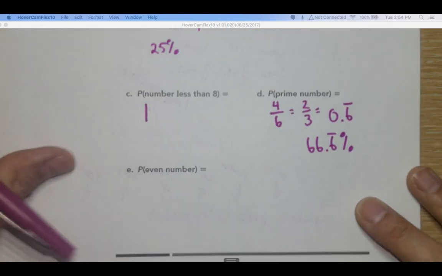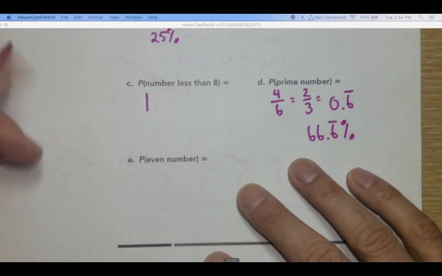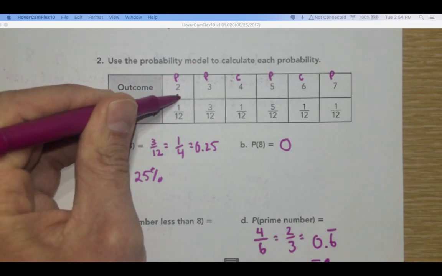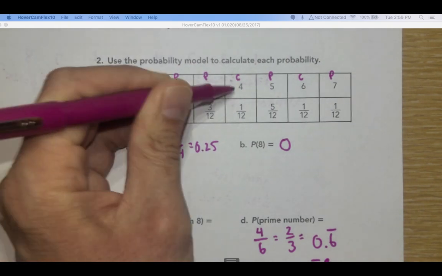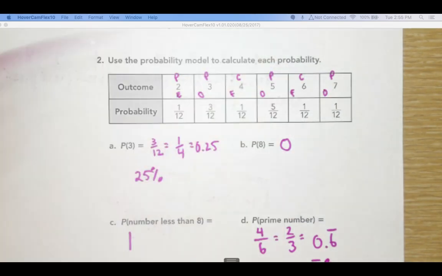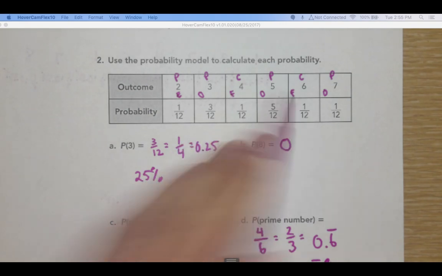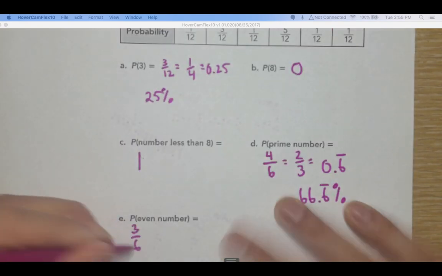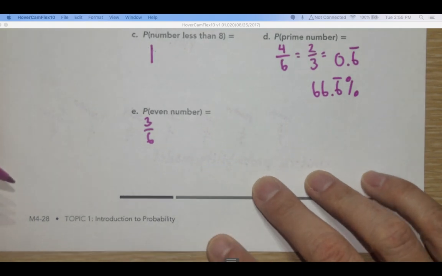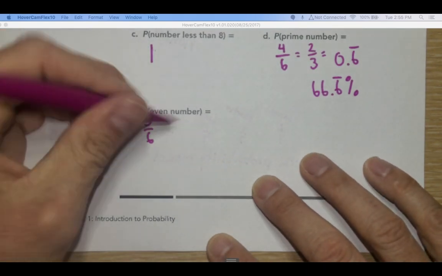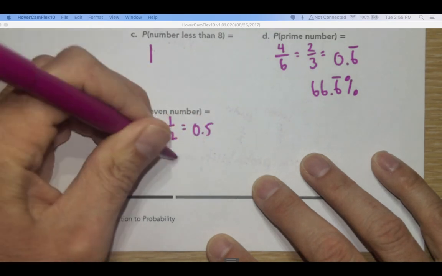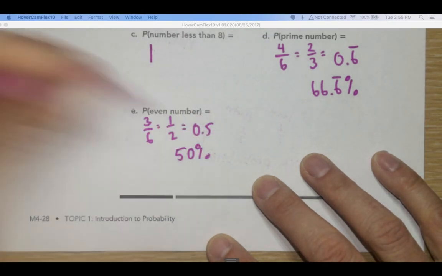Okay, good. Then last but not least is an even number. So I look at my outcomes. Even, odd, even, odd, even, odd. It's asking for even. 1, 2, 3. So it would be 3 out of 6, which is the same as 1 out of 2, which is the same as 5/10, which is the same as 50%.